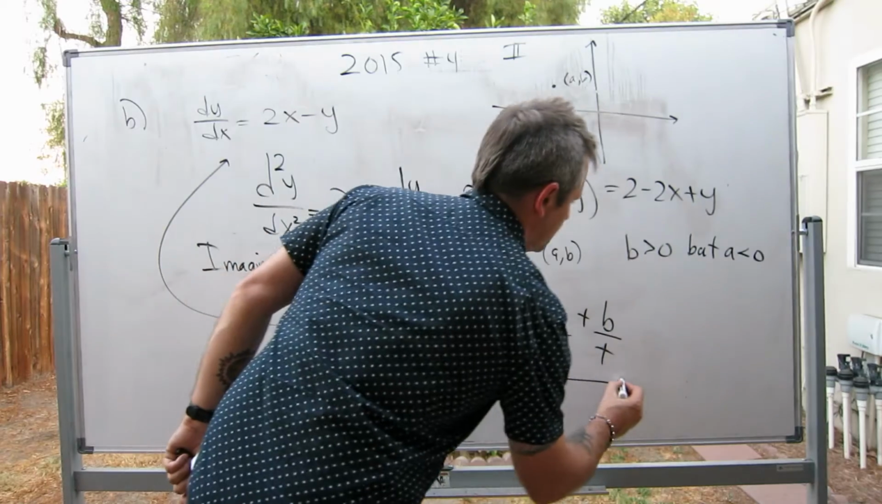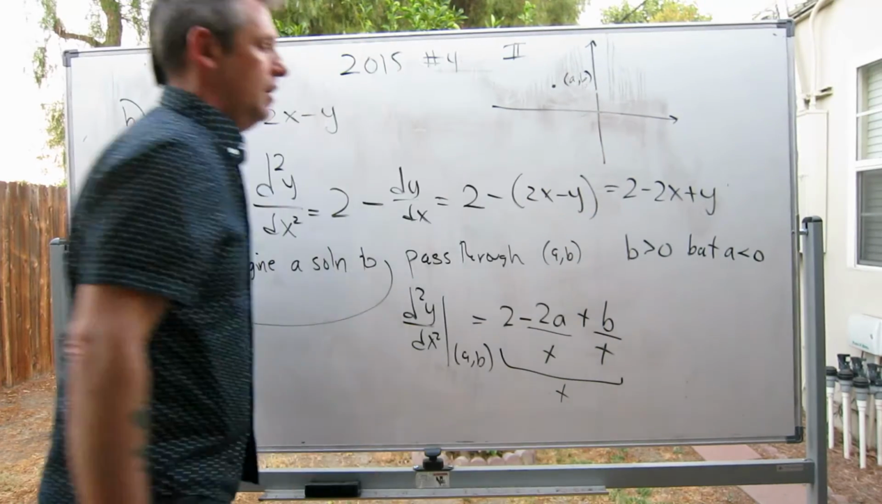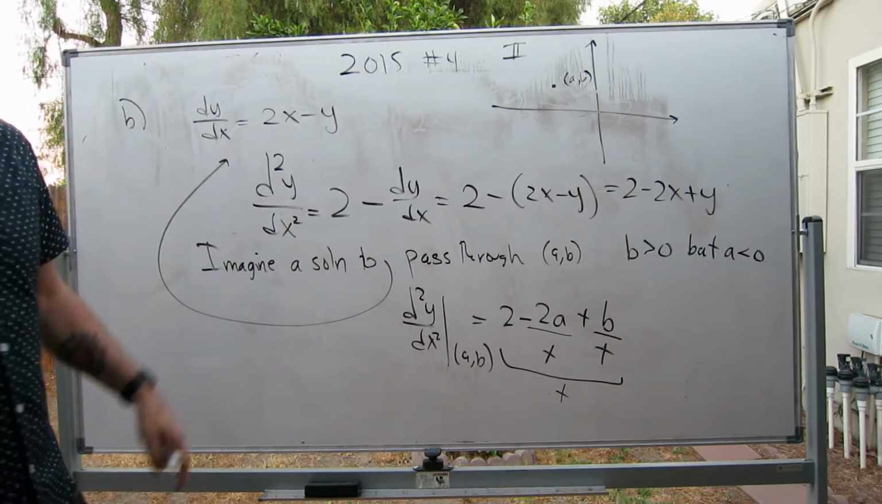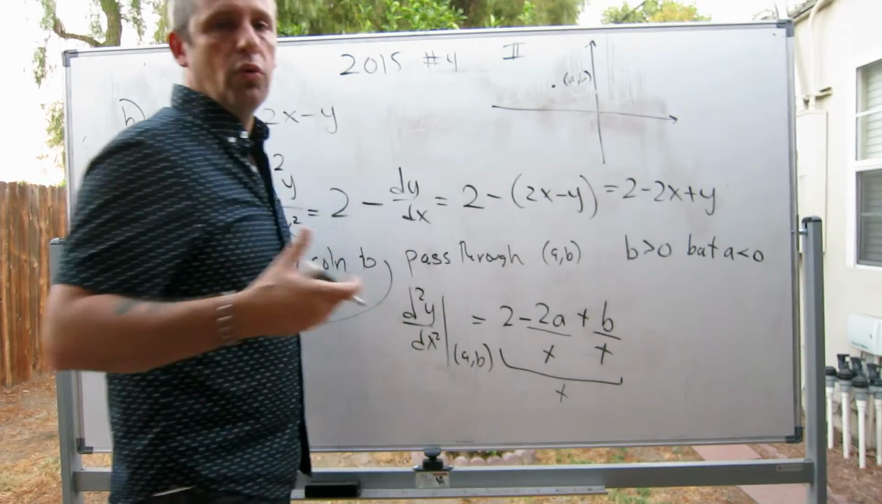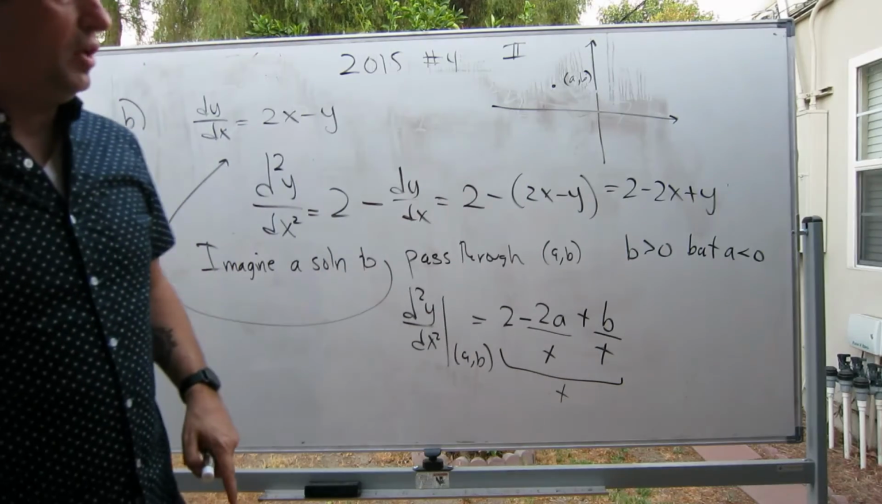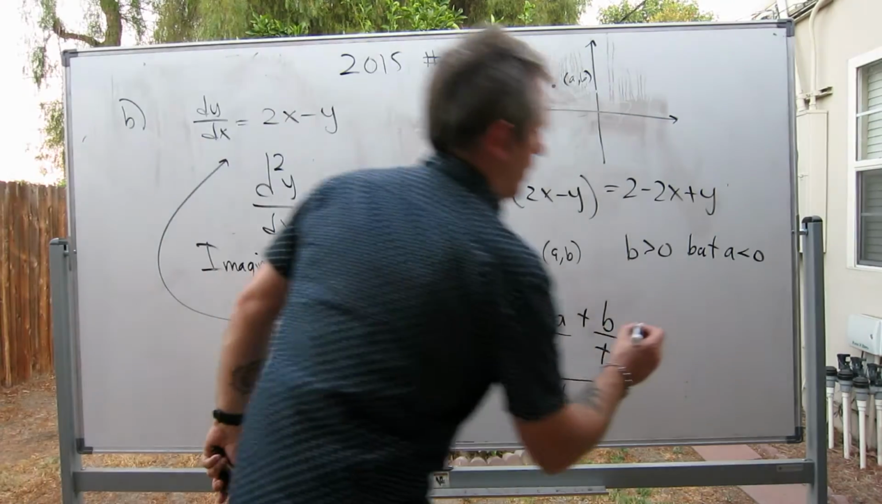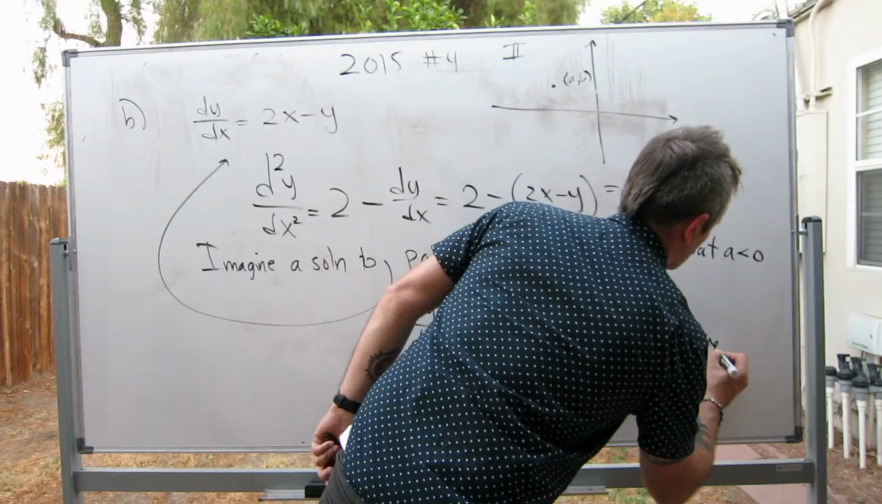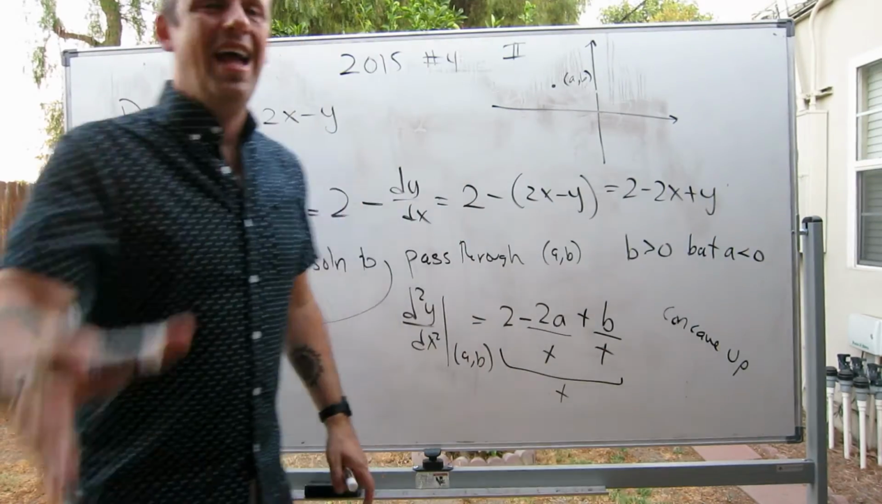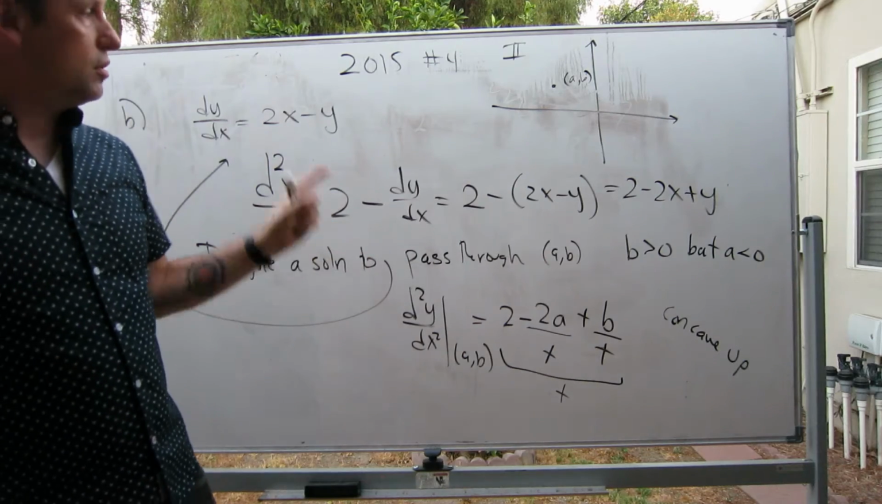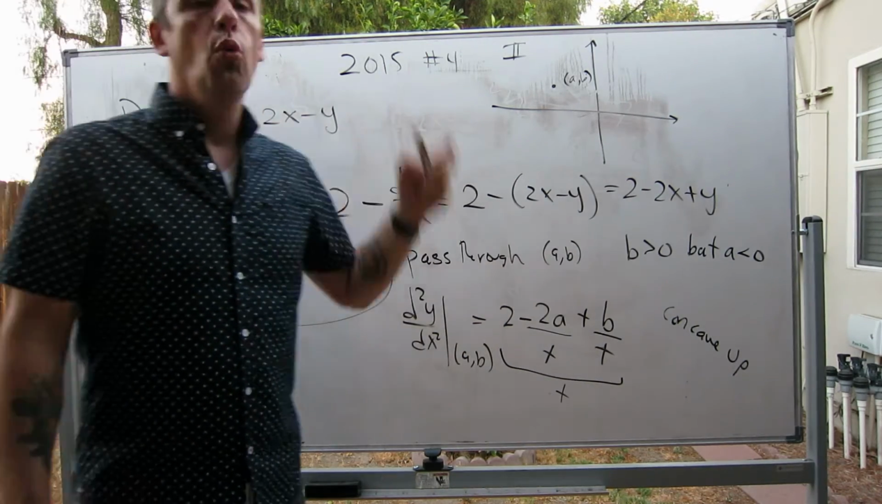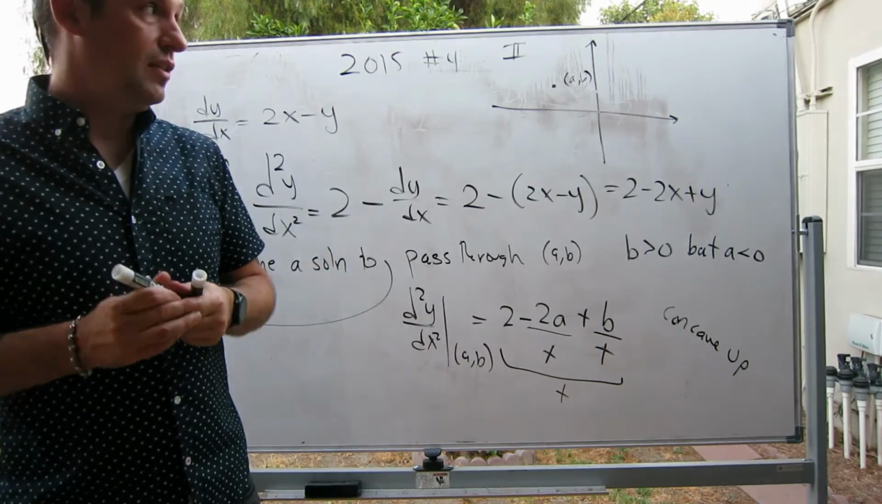So all of this is positive, and we now know that, I don't know what it looks like, but I can tell you that it's definitely concave up. I don't know if it's increasing or decreasing at that point, but it's definitely concave up. And this will be true of any part of a solution curve to this differential equation while it lives in the second quadrant.